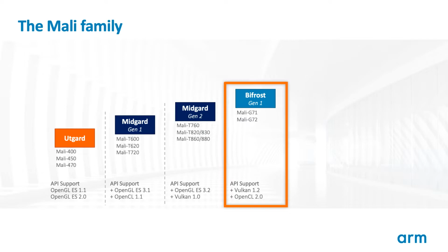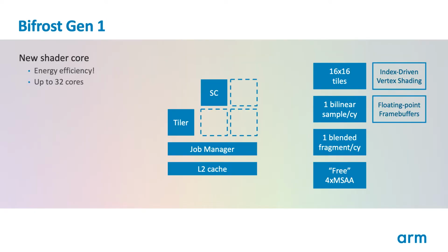Bifrost is the third Mali architecture family, designed to significantly improve performance and energy efficiency. The GPU designs based on the first iteration of the Bifrost architecture are similarly sized to the earlier cores. Each shader core can process one bilinear texture sample and write one blended fragment per cycle. Two new major architectural technologies are introduced in this first wave of Bifrost products.